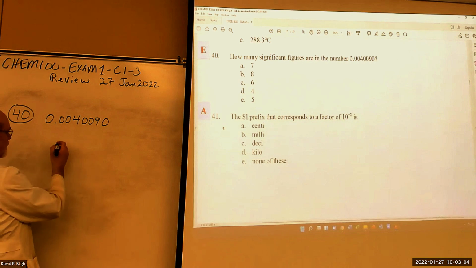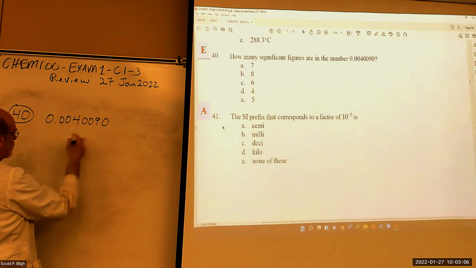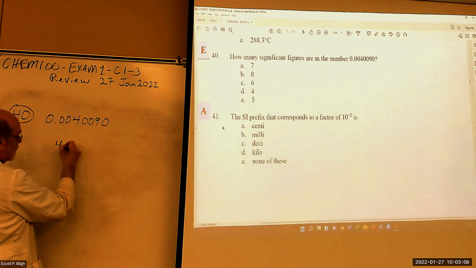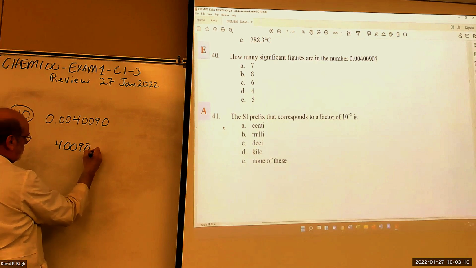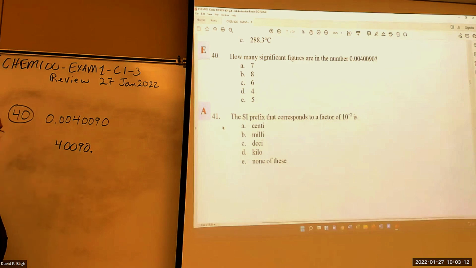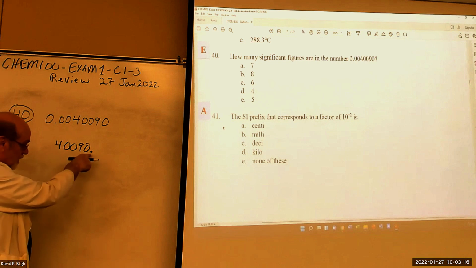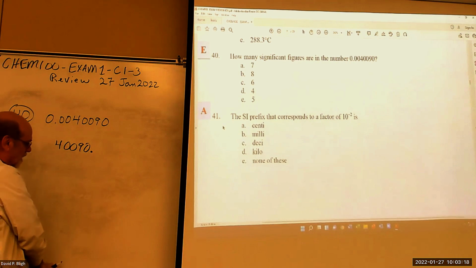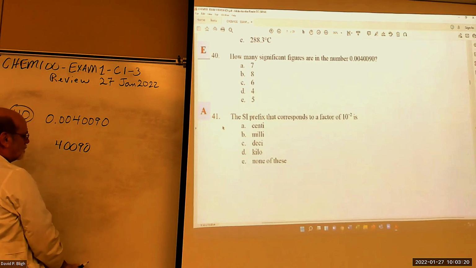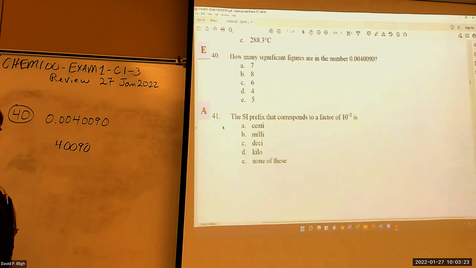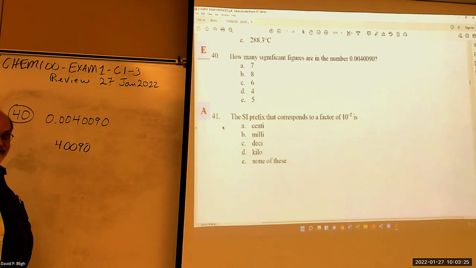Teaching moment, what if I move the decimal over here? It's a different number, obviously. Do we still have 5 significant figures? Yep, because there's a decimal right there. If I accidentally left that decimal off, oops, now we only have 4 significant figures.